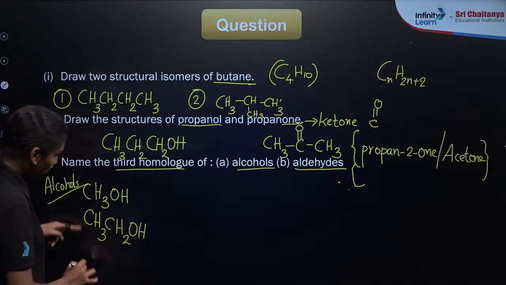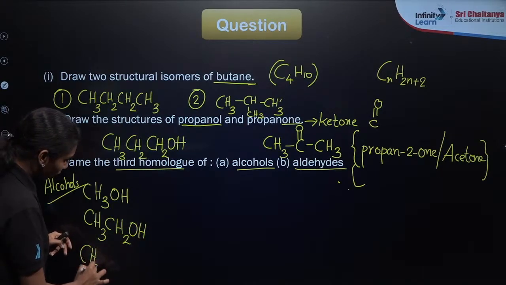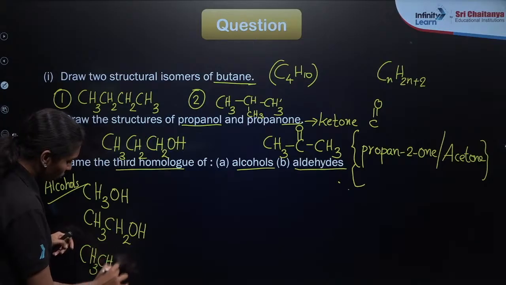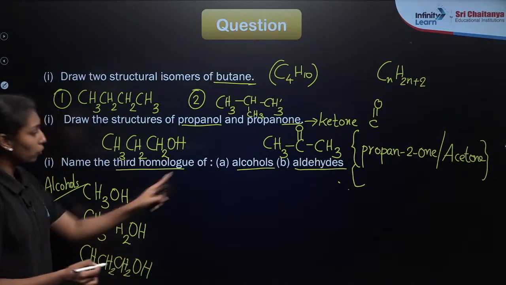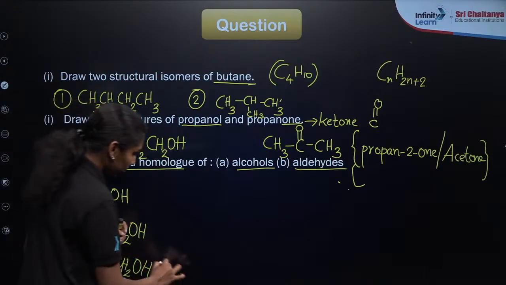So what is the third homolog? Again we are adding a CH2 unit here, so it will be CH3CH2CH2OH, which means propanol will be the third homolog of the alcohol series. Clear?